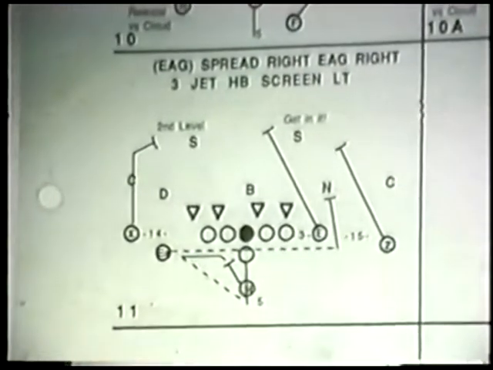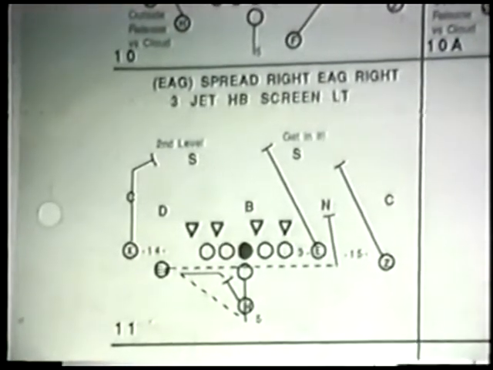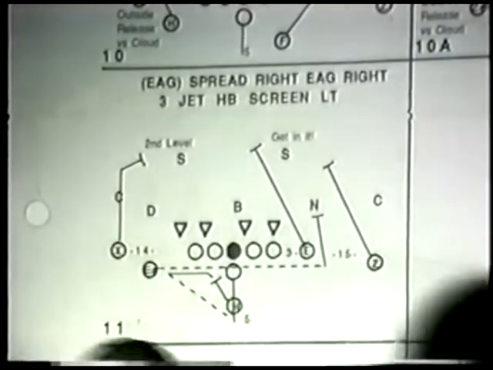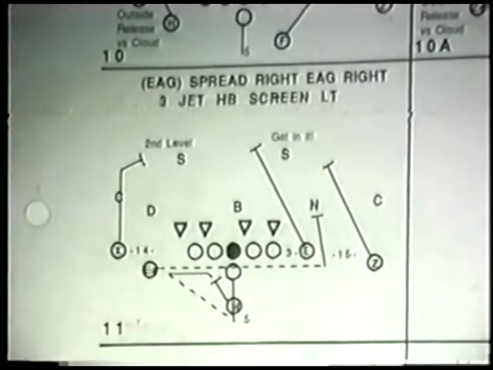We got to put in one screen. Here's a nickel screen. Eagle group. Where do we run right now from spread right, eagle right? What play? TJ drive Z post, okay? Eventually, we will also be able to run all go from this. Spread right, eagle right. 2-jet all go special.